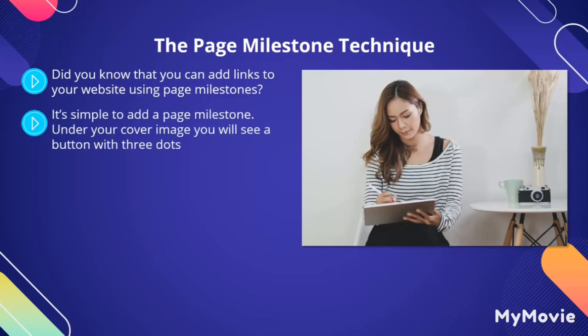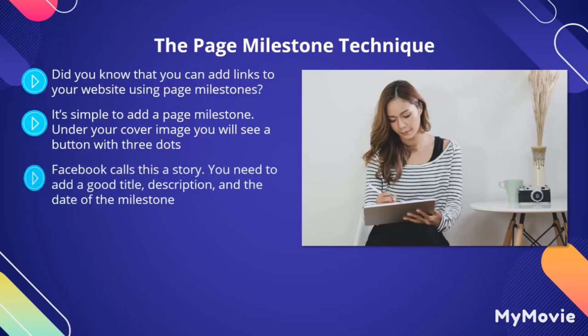Under your cover image, you will see a button with 3 dots. Click on this and a menu appears in a drop-down box. At the end, you will see Create Milestone, so click on this. Facebook calls this a story. You need to add a good title, description, and the date of the milestone.